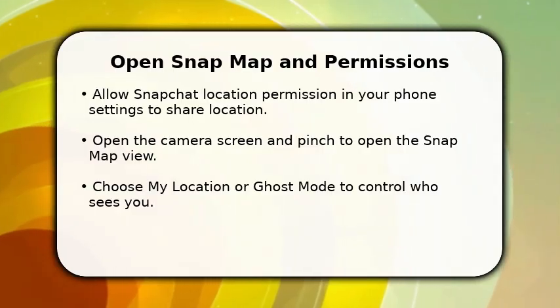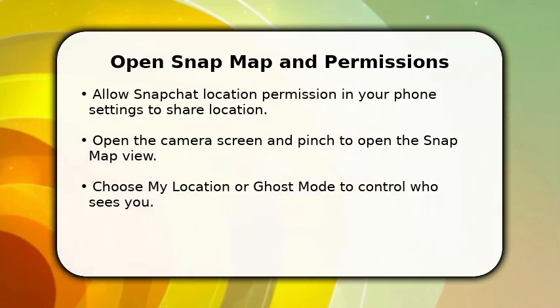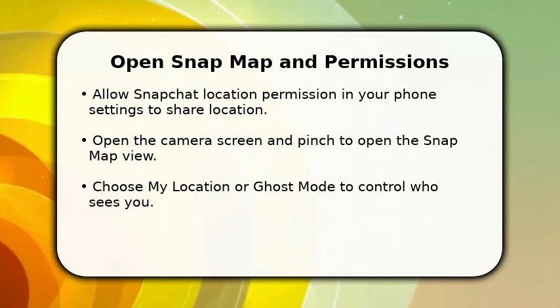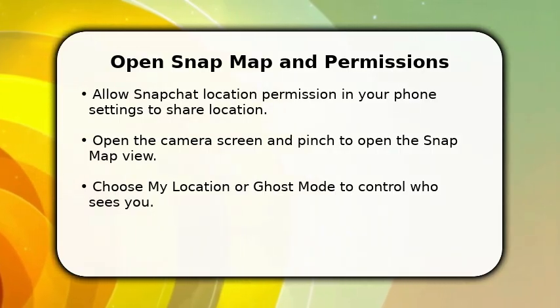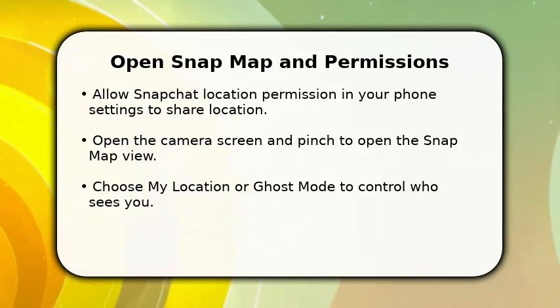First, allow Snapchat location permission in your phone settings. This grants the app access to your position. Open Snapchat to the camera screen and pinch with 2 fingers to open Snap Map. The map loads your friends and recent snaps from nearby places.